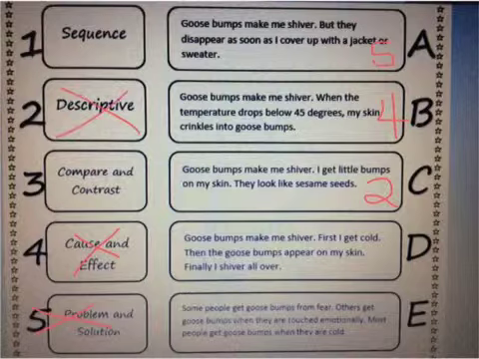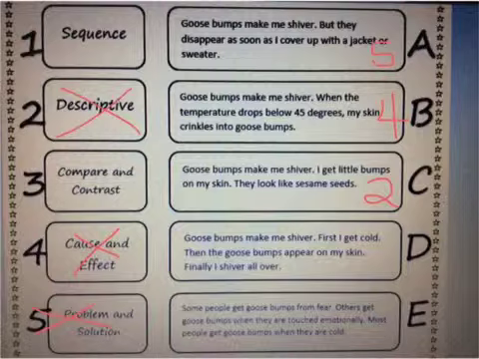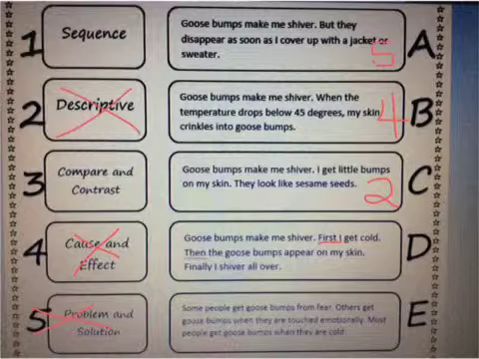Okay, I'm almost done. D. Goosebumps make me shiver. First I get cold, then the goosebumps appear on my skin. Finally, I shiver all over. You know, that actually sounds a lot like sequence, because you've got first, then, and finally. It sounds like steps in order. So I'm going to say that one's sequence.